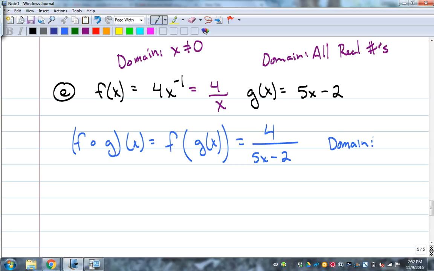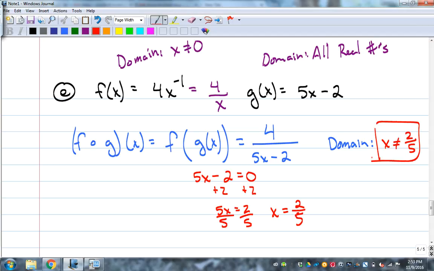Where's the red flag for the domain? X is in the denominator. What's going to make the denominator a 0? Here's how you find it. Set the denominator equal to 0 and solve it. So that's 5x is equal to 2, divide by 5, get x. If x were 2/5, we'd get a 0 in the denominator. So x cannot be 2/5 is the domain for that one. Okay.